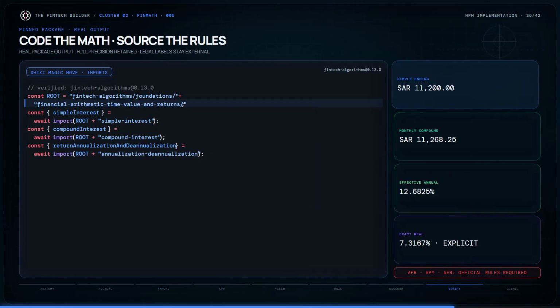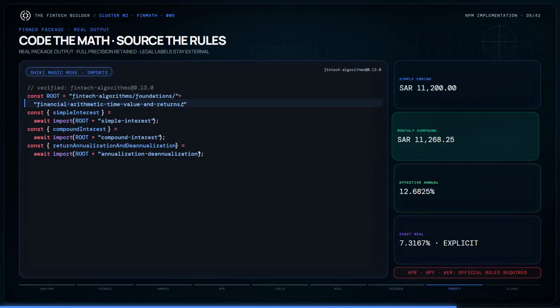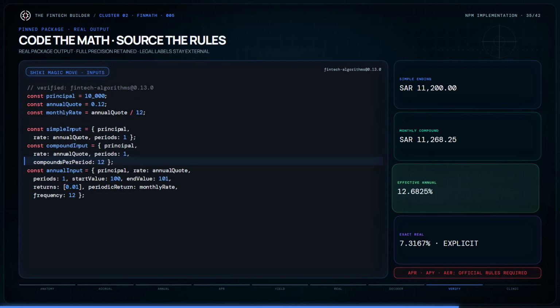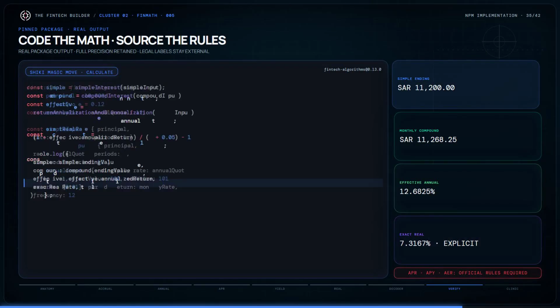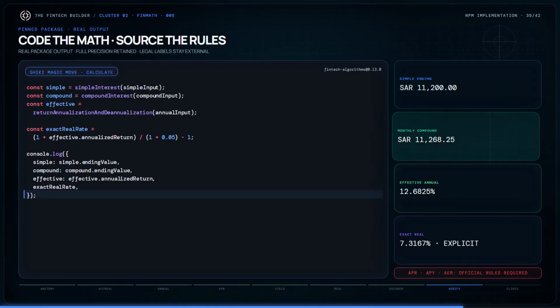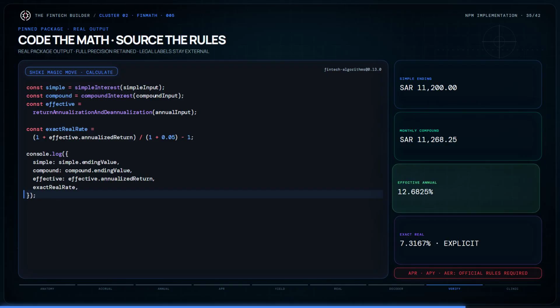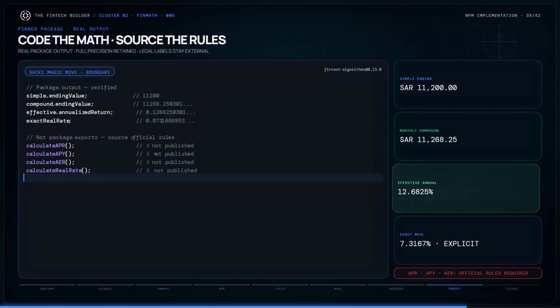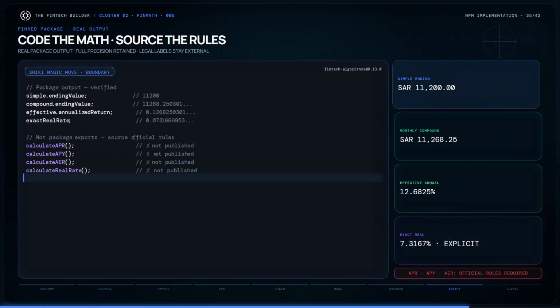The code can reproduce these calculations. The package implements simple interest, compound interest, and annual rate conversion. The supplied implementation note targets version 0.13.0, but always verify the current registry and exported functions before recording. Run those implemented calculations, then calculate the exact real rate explicitly. The package does not supply a generic legal engine for regulated borrowing or savings labels. Those labels remain separate application and compliance responsibilities.